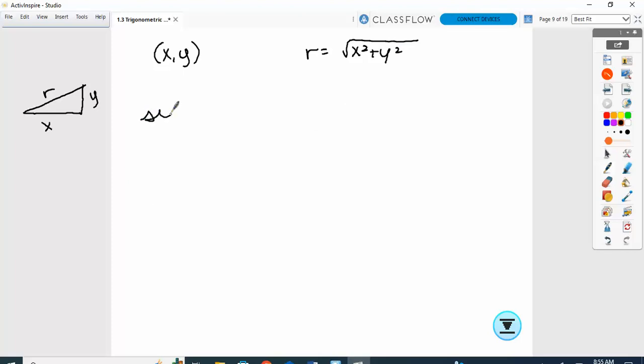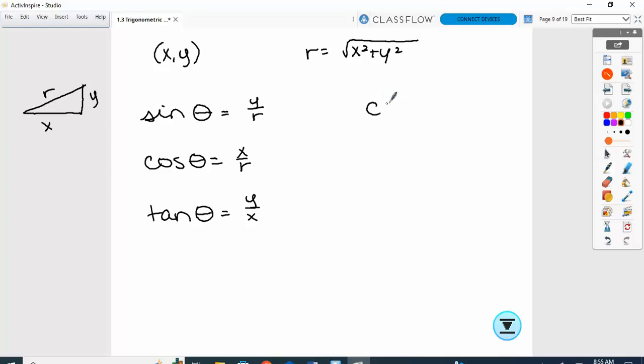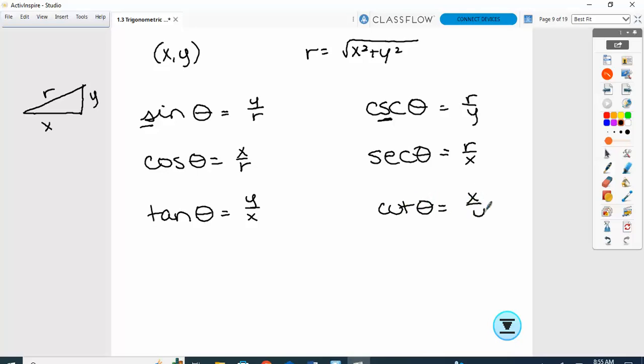And then our definitions. So this is sine of theta. You always have to have the angle. It is y over r. Cosine of theta was x over r. Tangent of theta was y over x. And then we had reciprocals. So cosecant, I try to remember cosecant goes with the sine, so it's got that s in the middle, is r over y. Secant, reciprocal of cosine, r over x, and then cotangent, reciprocal of tangent, so x over y.